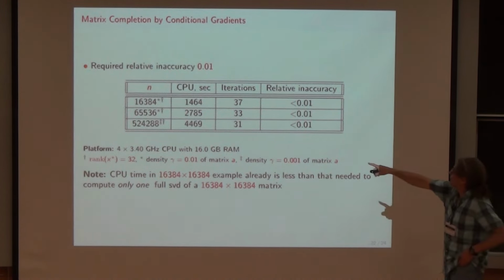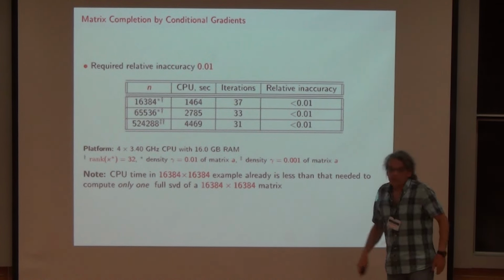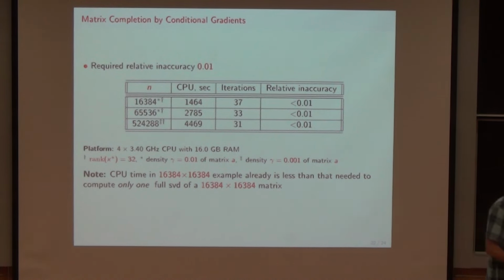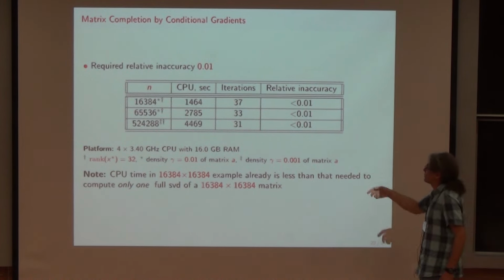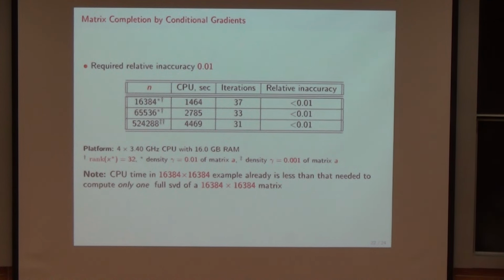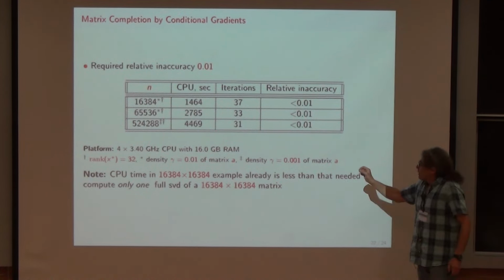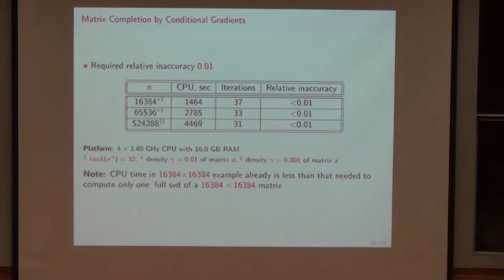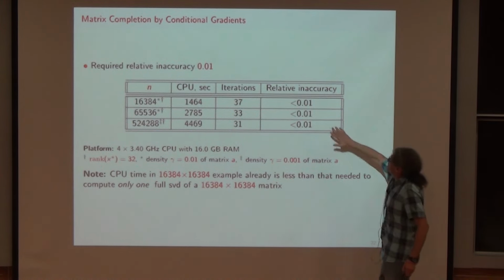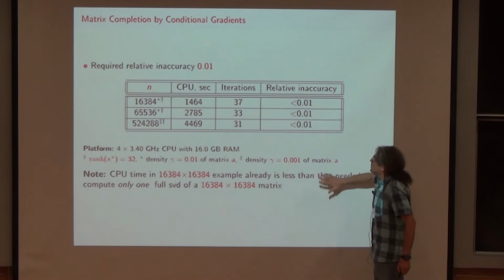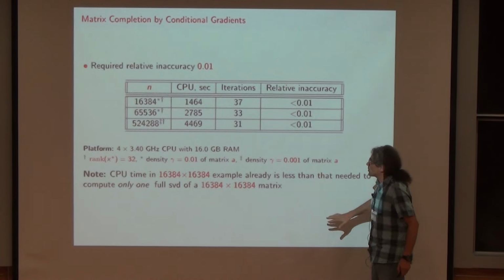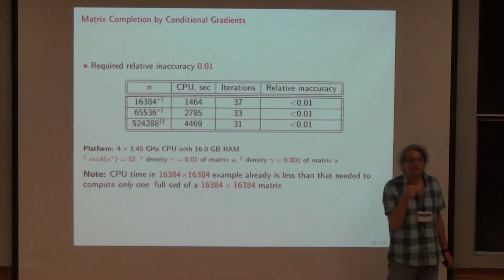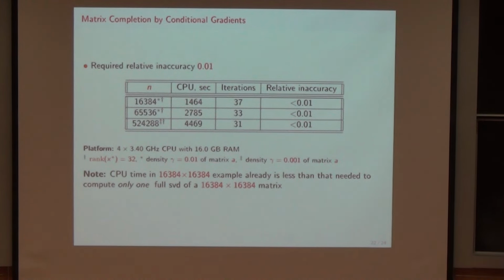I didn't go to the size of millions by millions, but if I had a little bit more memory, I could do this. Just on a normal laptop, you can treat matrices of size 500,000 by 500,000. Of course, they should be very sparse. These are random matrices, but it works pretty nicely, with very nice convergence rates. Computing to a relative accuracy of 1%, solving this optimization problem takes less time than computing one singular value decomposition of a 16,000 by 16,000 matrix.